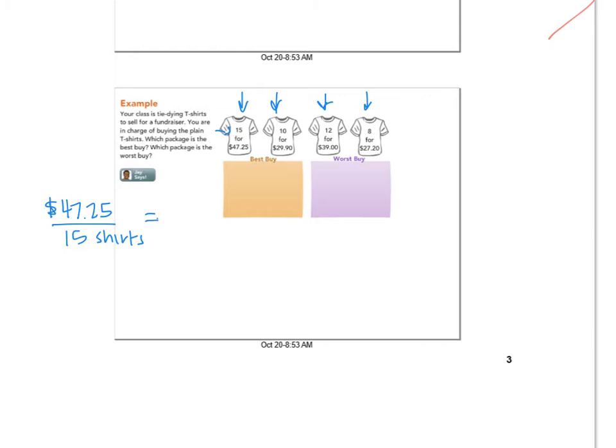So we know that we needed to have a 1 on the bottom. So 15 divided by 15 gives us 1. Whatever we do at the top, we have to do to the bottom as well. If you could pause the video, I would like for you to try to work out and find what that equals. I want you to do long division here to see how many times 15 goes into $47.25.